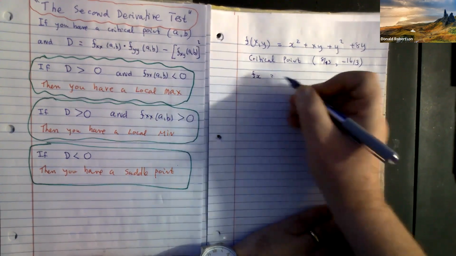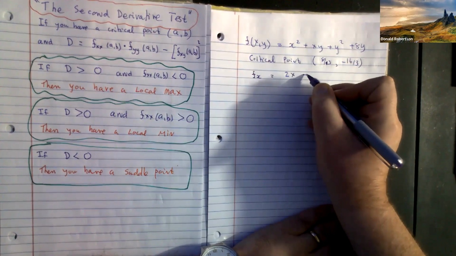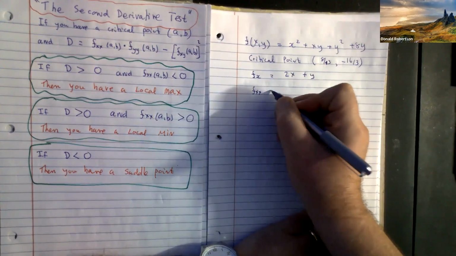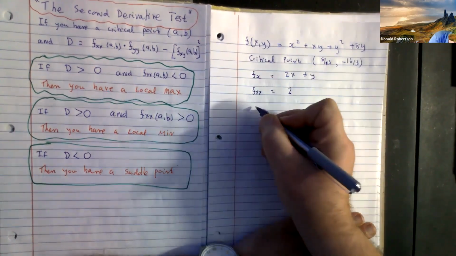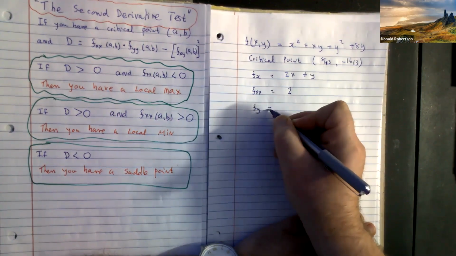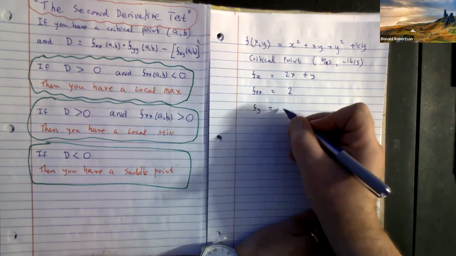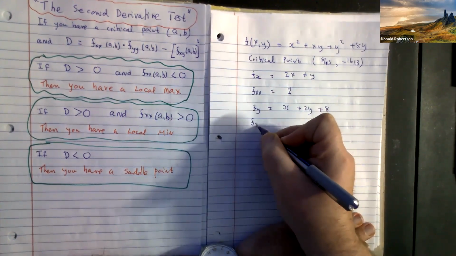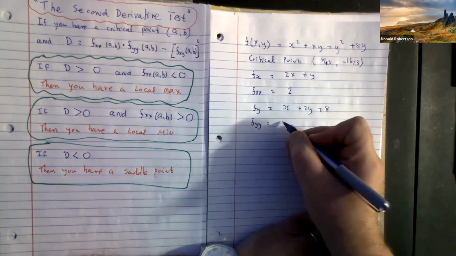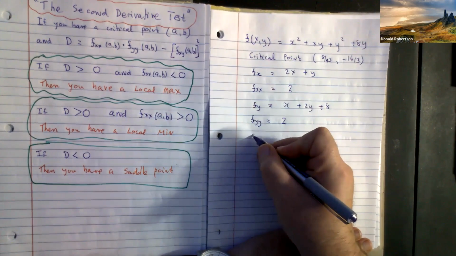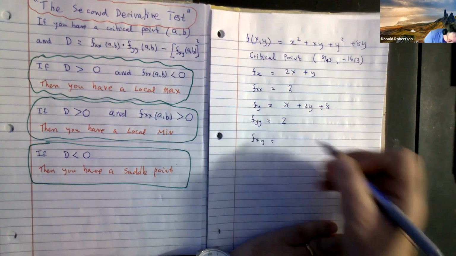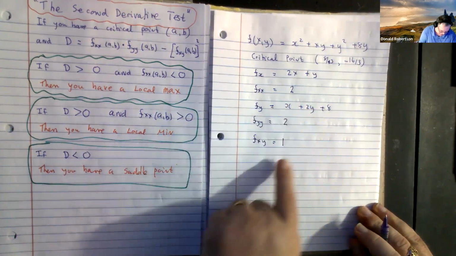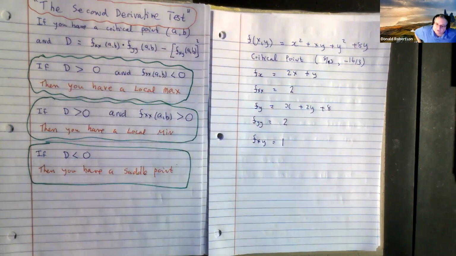Partial derivative with respect to x: 2x plus y. The second derivative with respect to x is just 2. Partial derivative with respect to y is x plus 2y plus 8. And the second one is 2 again. Now the mixed partial derivative: if you take this one and differentiate with respect to y, you get 1. And if you do this one with respect to x, you get 1. So here are all the pieces that we need.